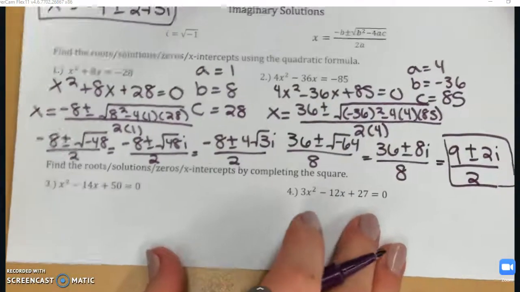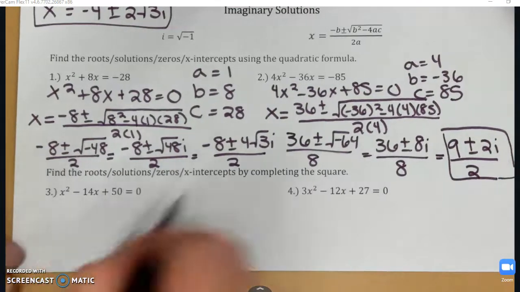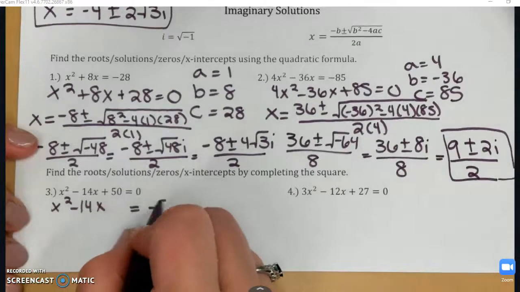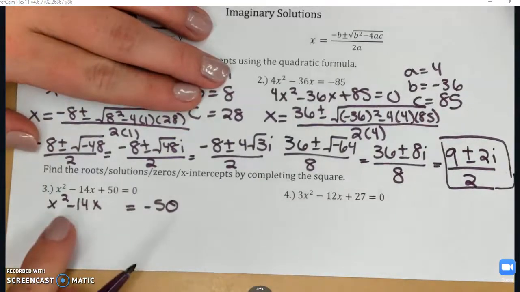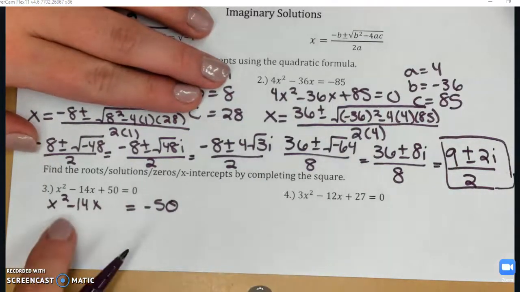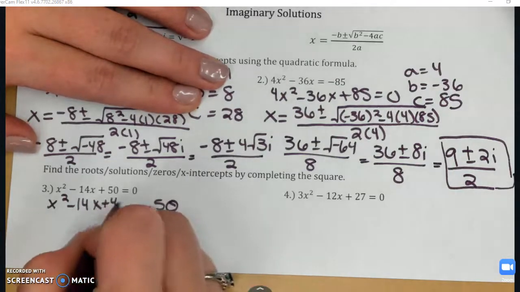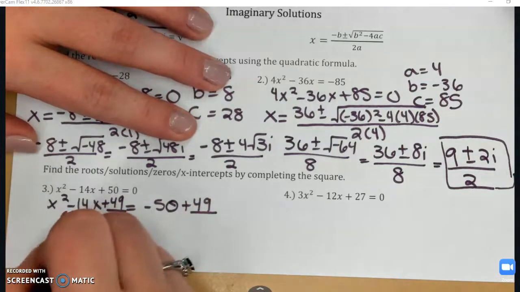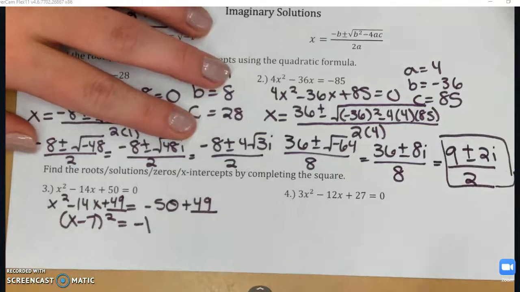All right, just 2 more, and on these 2, we are going to be completing the square instead of using our quadratic formula. So starting with 3, the first thing I do is move my constant to the other side. And now I need to find the number that's going to complete the square. I do that by halving the middle term and squaring it. Half of -14 is -7. -7 squared is 49. So I'm going to add that to both sides. Factor my trinomial, and that's going to be equal to -1.